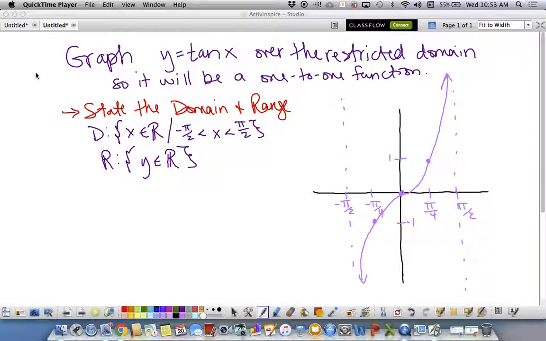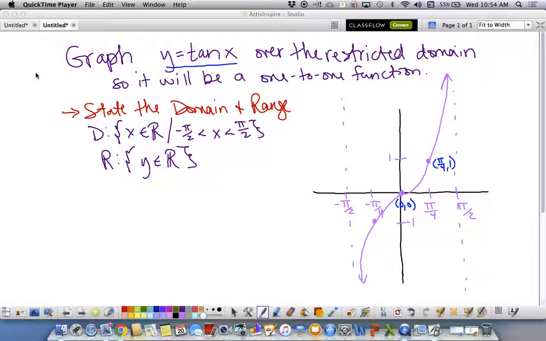Here's our question. Can you graph y equals tan x over the restricted domain? We walk through tangent. I am going to go back and put my 3 points. Ultimately, we have 5, but not really. So I have a 0, 0. What's this point? Pi over 4, 1.